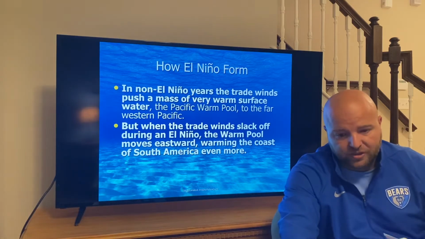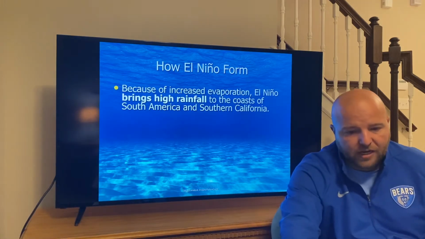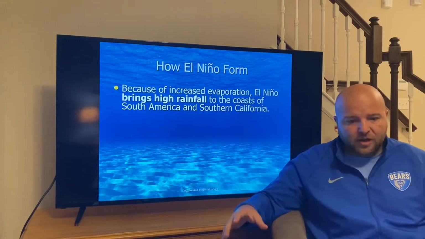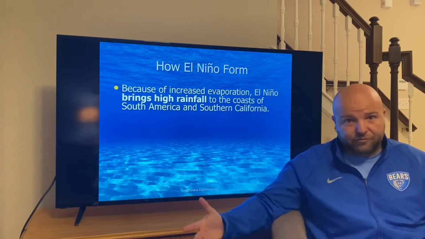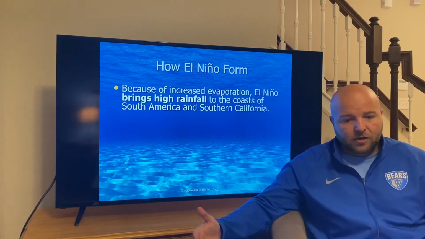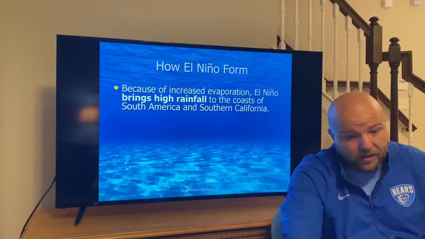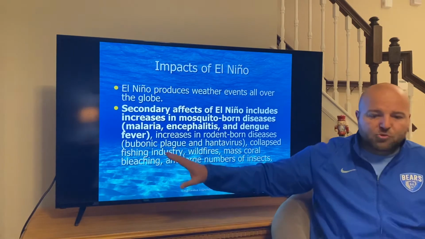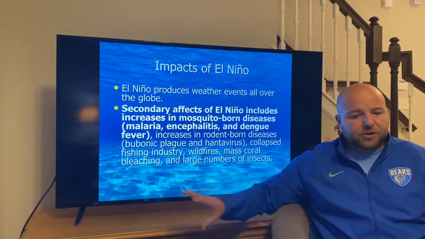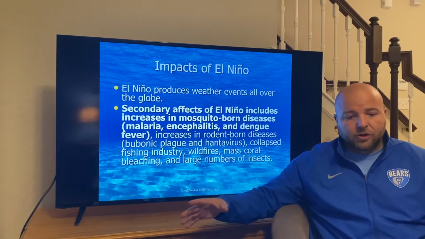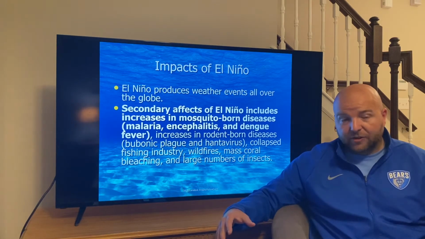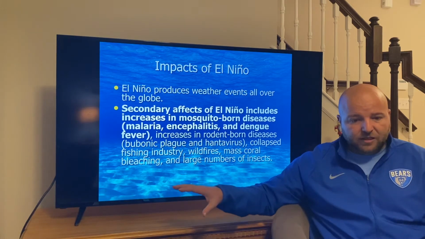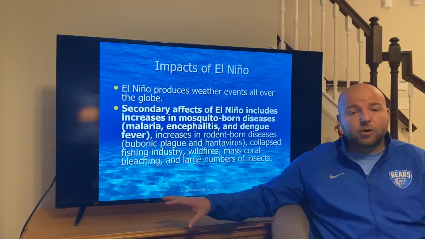Beyond just the fisheries, there are a couple of other things that happen here. Because of this increased evaporation, all this other stuff going on, El Nino brings a lot of rainfall off the coast of South America and then on into Southern California as well. But this is the big thing that I want to point out here. El Nino produces weather events all over the world, but particularly in South America, places like Chile. Some of these secondary effects include increases in mosquito-borne diseases.